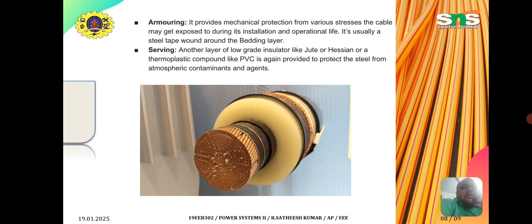This is the armoring. It provides mechanical strength against various stresses the cable may be exposed to during installation and operational life. It is usually a metallic tape wound around the bedding layer. Serving: it is another layer of low-grade insulator like jute or hessian, or a thermoplastic compound like PVC, and is provided to protect the steel from atmospheric contaminant agents.